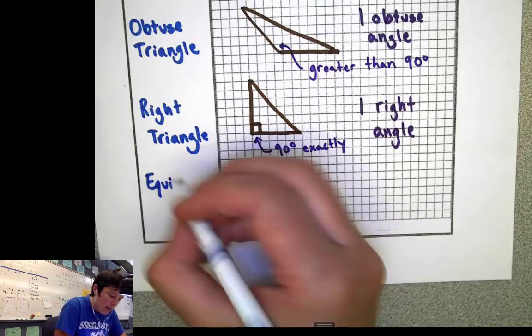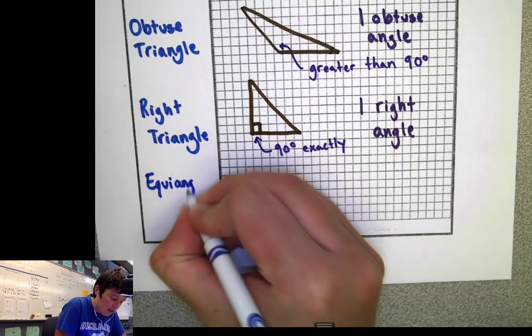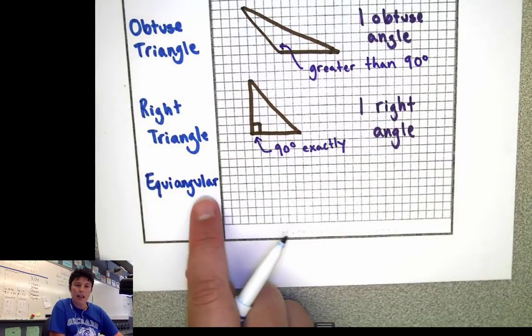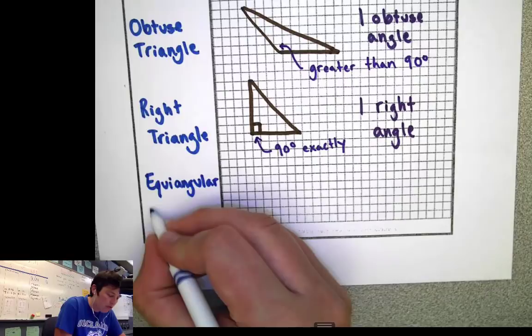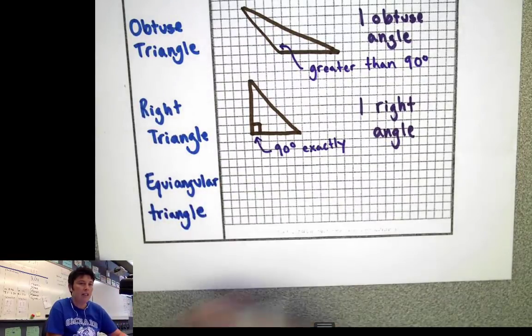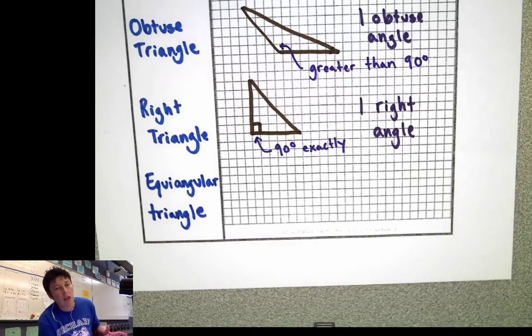E-Q-U-I, angular, A-N-G-U-L-A-R, equiangular triangle. Say that 3 times fast. It's kind of hard, actually. What do you think an equiangular triangle would look like? Any guesses? I think it's going to have equal angles, right?